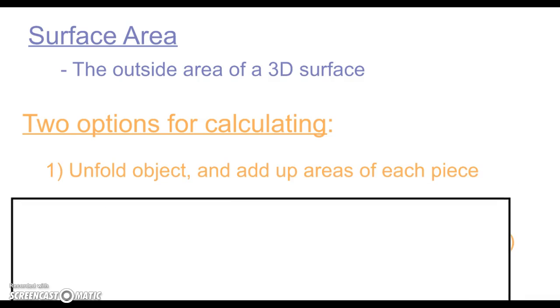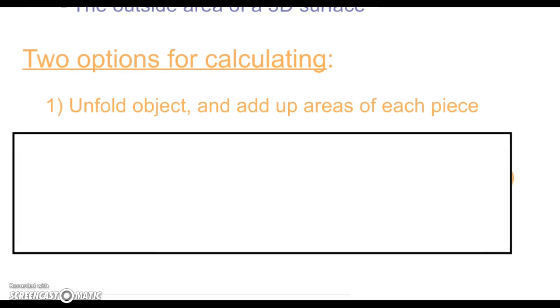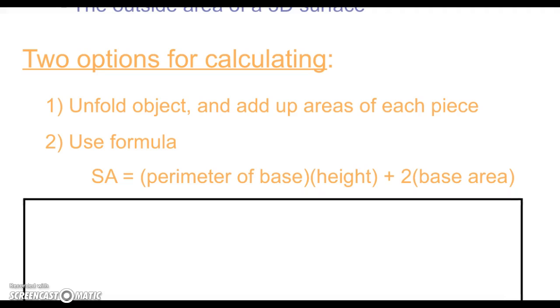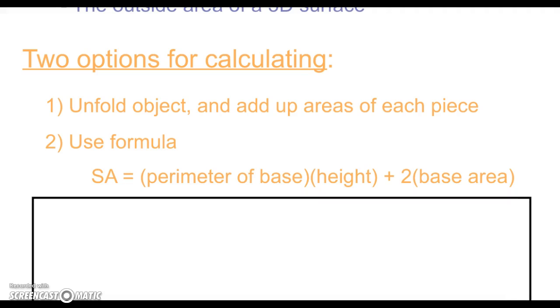So one thing that you can do is unfold the object, add up the areas of each piece, and you'll get your total surface area. Now you don't have to actually unfold it, you can just visualize and see, okay, here are my pieces, and then make some calculations. I'll show you how to do that. I'll also show you how to use this formula, which looks long and complicated, but it's actually very easy. You figure out what your base of that prism is. We're talking about prisms here, so this is the formula for prisms. You take the perimeter of your base times the height plus twice the base area. So I'll show you both of these.